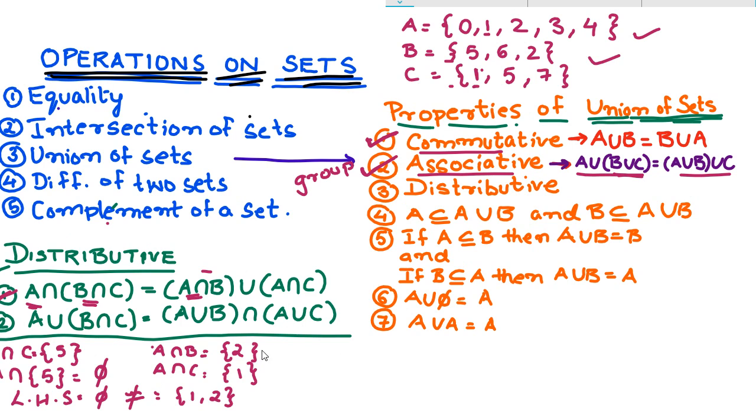So let's look at the second one. I should rather write this as 2, 1, since it is A intersection B union A intersection C, which is actually 2, 1. So in this case the LHS is not equal to the RHS. Okay, so now let's look at the second one.